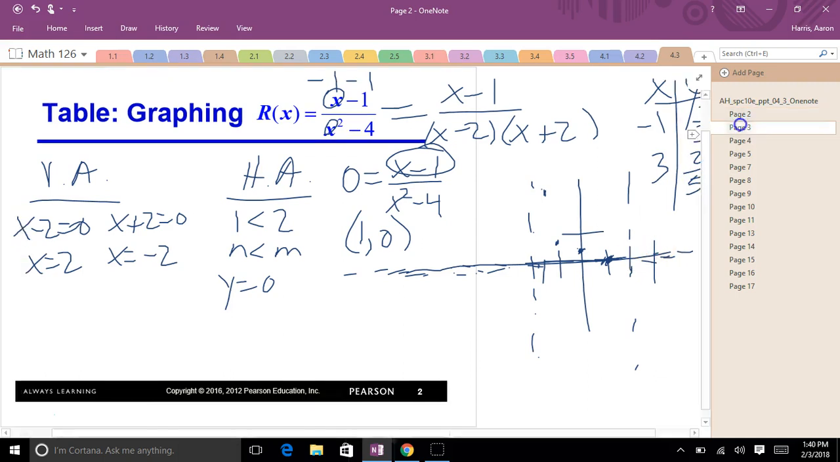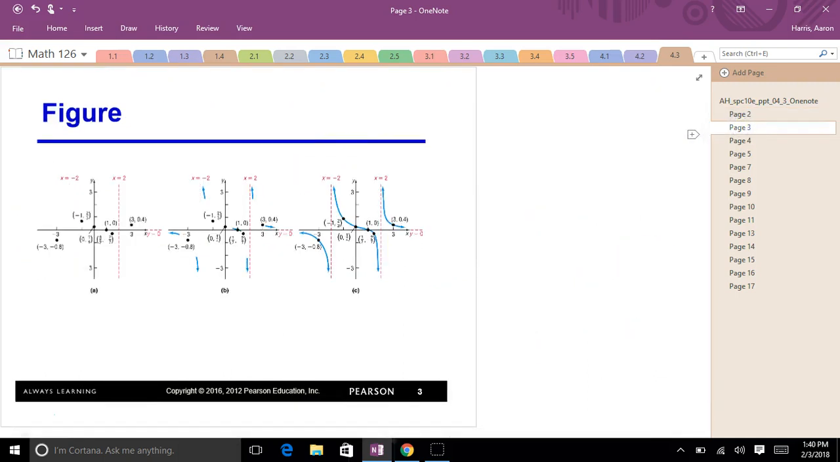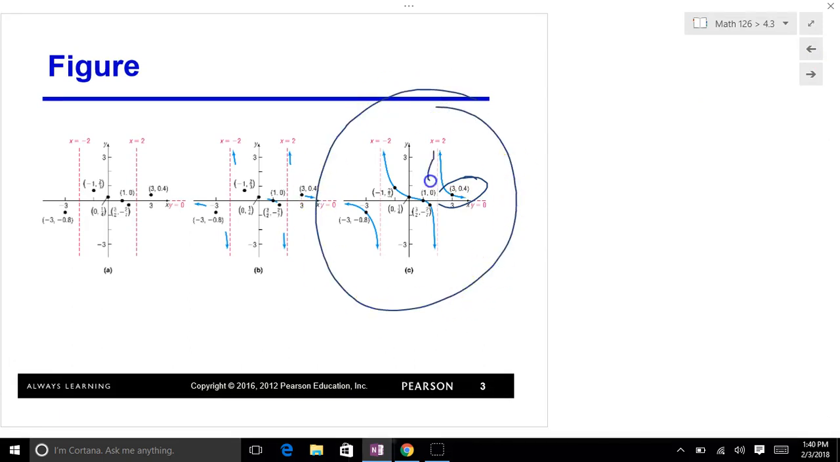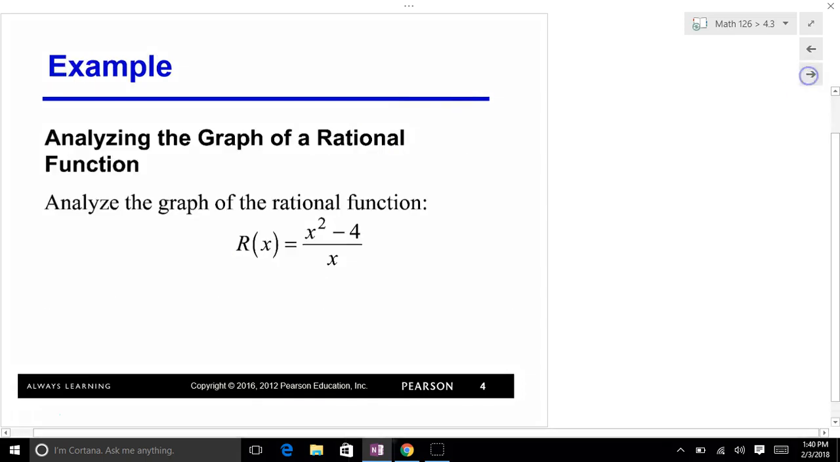Anyways, we throw in a bunch of points. I've got the graph right here. There's your point 3, 2/5, which is 0.4, and you've got your other points on there. You see your vertical asymptotes, x equals 2 and x equals negative 2, and y equals 0. Okay, plug in a bunch of points. Let's do some more here.